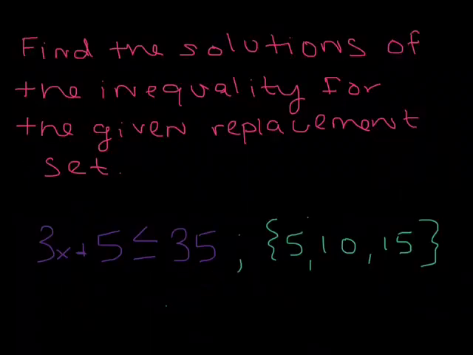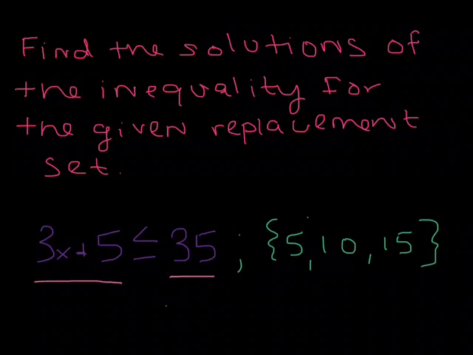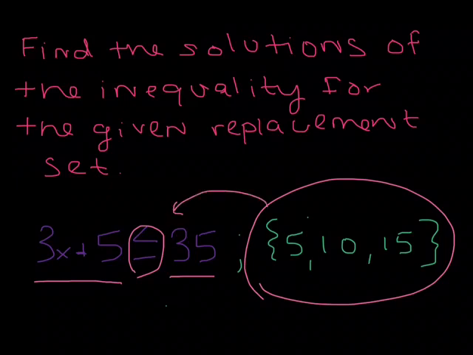So when you look at the work in your textbook, you'll see something like this. You'll have 3x plus 5 is less than or equal to 35, and you're asked to find the solutions of the inequality for the given replacement set. So what they're saying is, all right, we have this inequality. We know that 3x plus 5 is, in this case, the symbol means less than or equal to 35. Which one of these values makes this statement true? That's what they're asking. So they're asking, if I were to replace x in the expression on the left with 5, would it be less than or equal to 35? If I were to replace it with 30, would it be less than or equal to 35? And et cetera, on and on to 15.